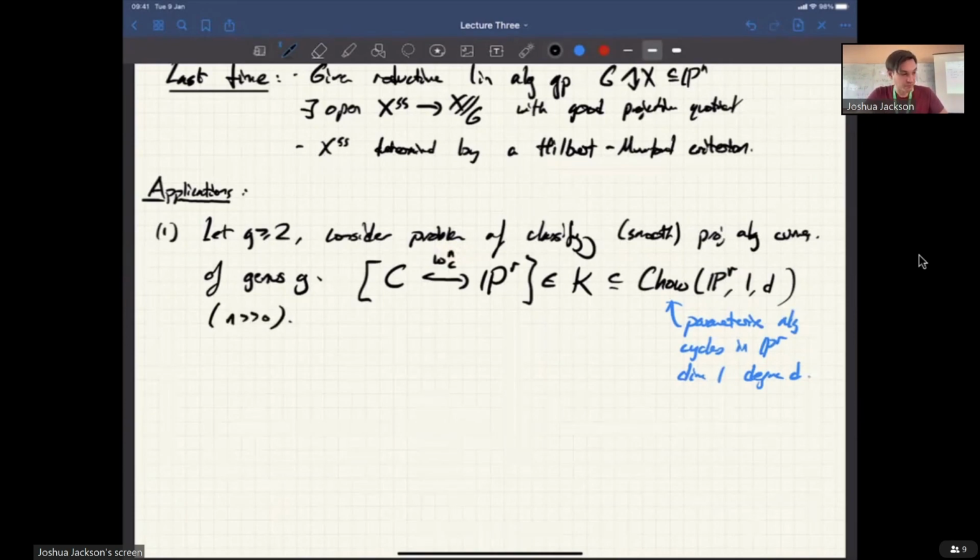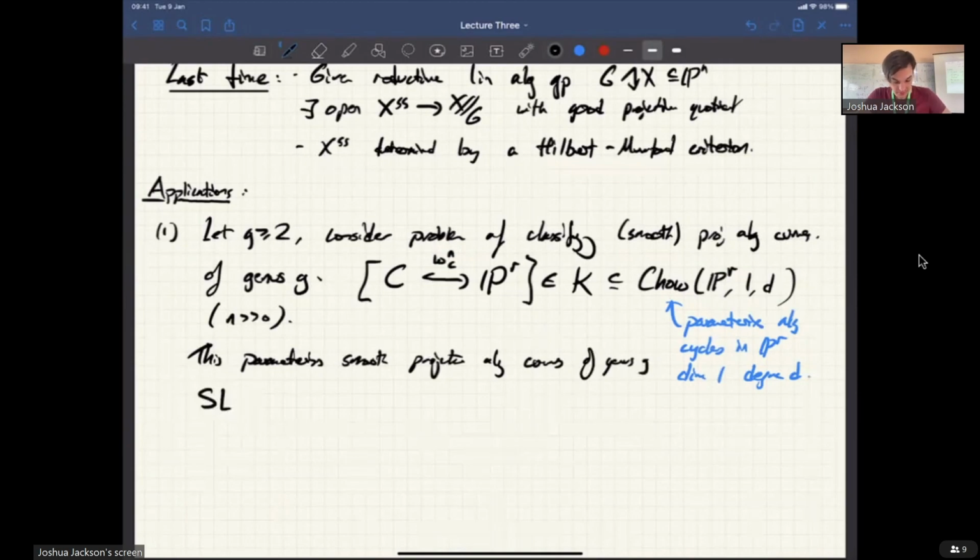Okay, so if you do this, this parameterizes the smooth projective algebraic curves of genus g. And you get an action of SL(r+1) on the closure of this locus K. And this you can apply reductive GIT to, and this gives you the famous moduli space of stable curves.